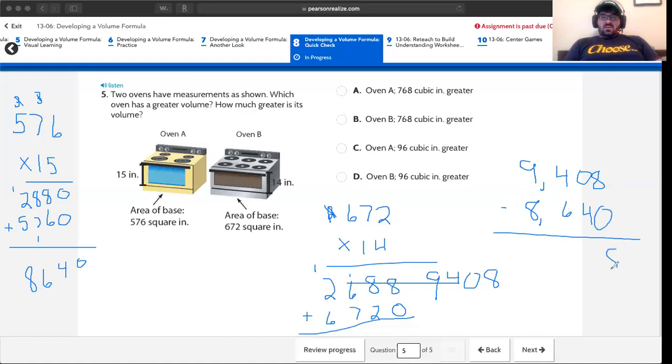8 minus 0 is 8. I borrow 8, 13, 10. 10 minus 4 is 6. 13 minus 6 is 7. And so I'm left with 768. Now I'm looking, oh, I have two different 768. So I look, oven B was the one that's bigger. So oven B is the one that's bigger.